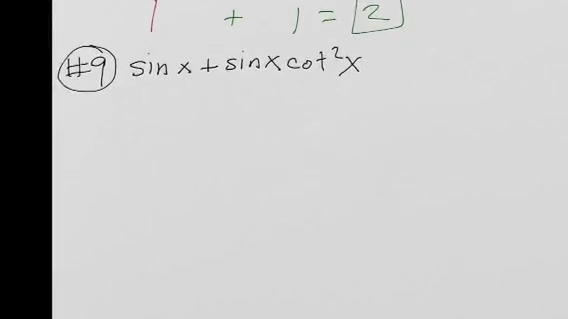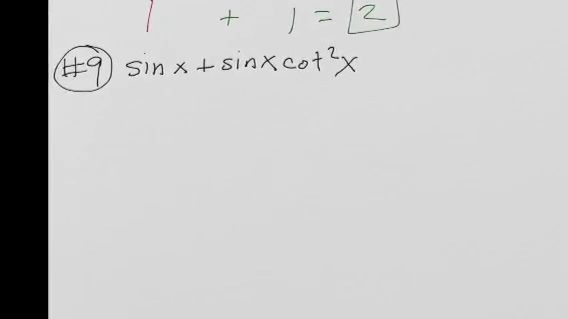Okay, so looking at question number 9 here: sine x plus sine x times cotangent squared of x. A couple of things I think about when I look at this mathematically. The first thing I think about is, well, I've got two things being added, right? Sine x and sine x cotangent squared x. So it's like a polynomial, two terms being added. And they both have something in common, the sine x.